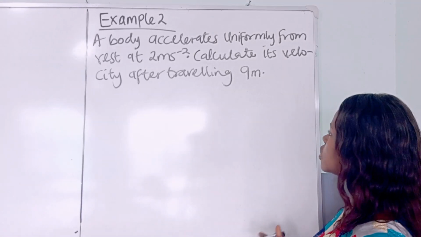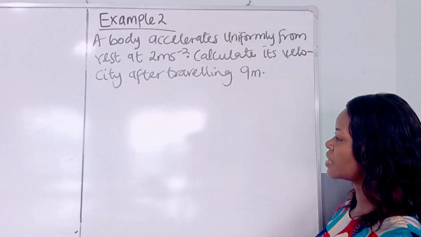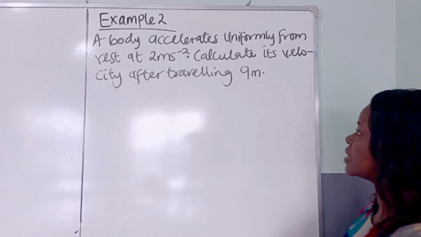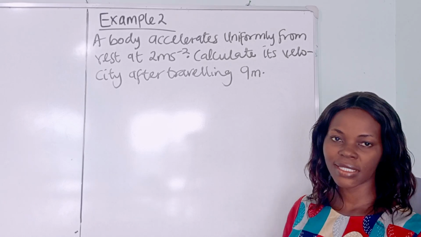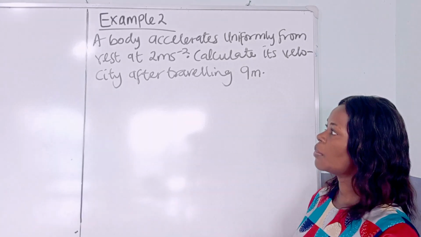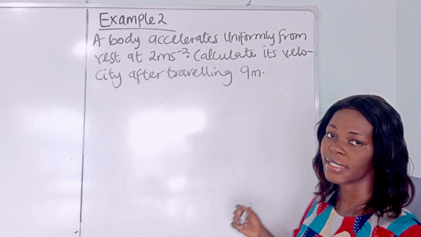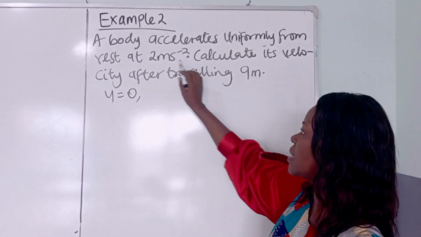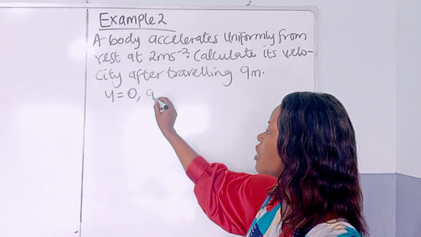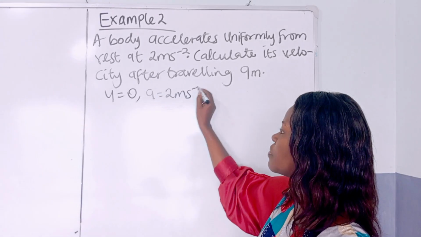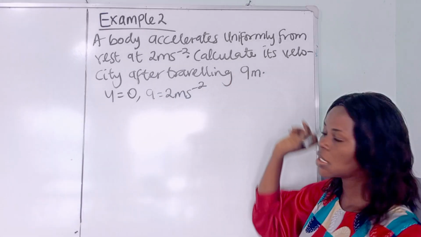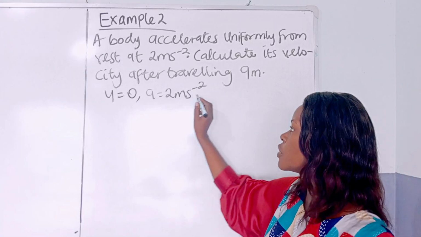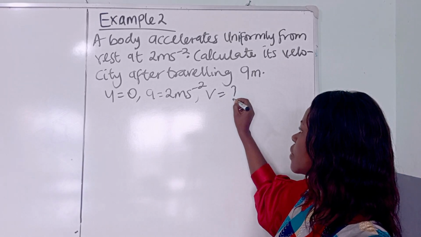A body accelerates uniformly from rest at 2 meters per second squared. Calculate its velocity after traveling 9 meters. So let us first state our parameters given. A body accelerates uniformly from rest. That means initial velocity U is equal to 0 and it accelerates at 2 meters per second square. Calculate its velocity. Since we have its initial velocity at 0, we are looking for final velocity. Okay?